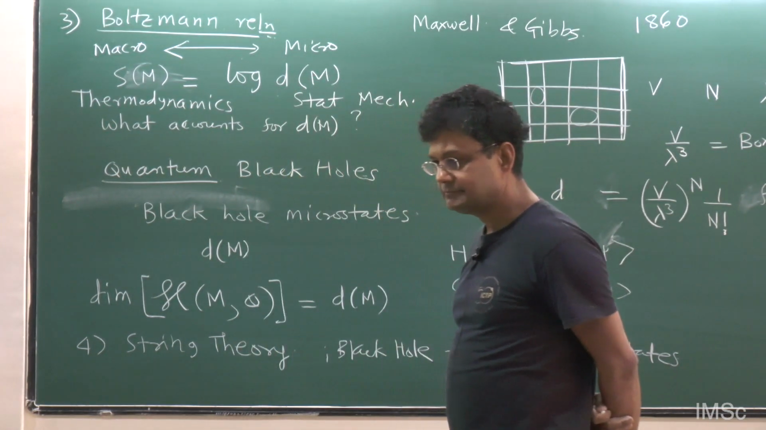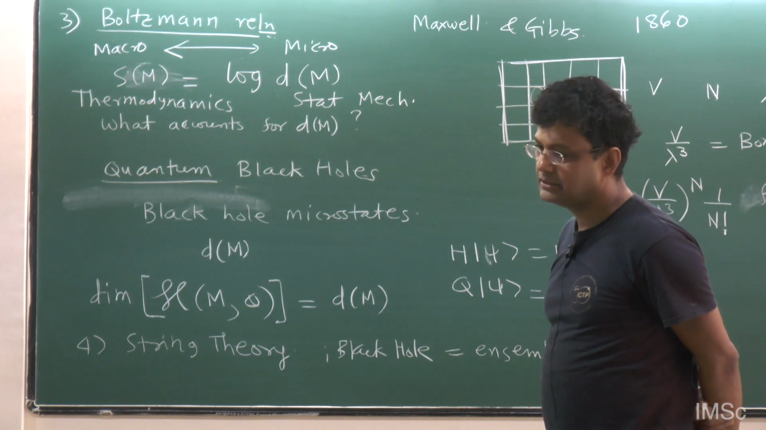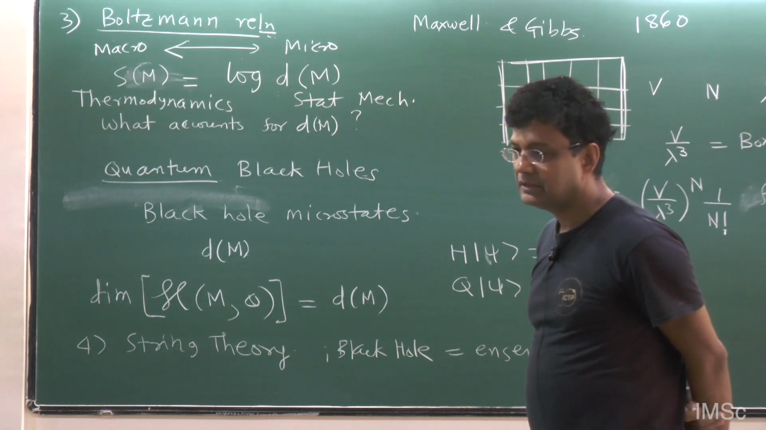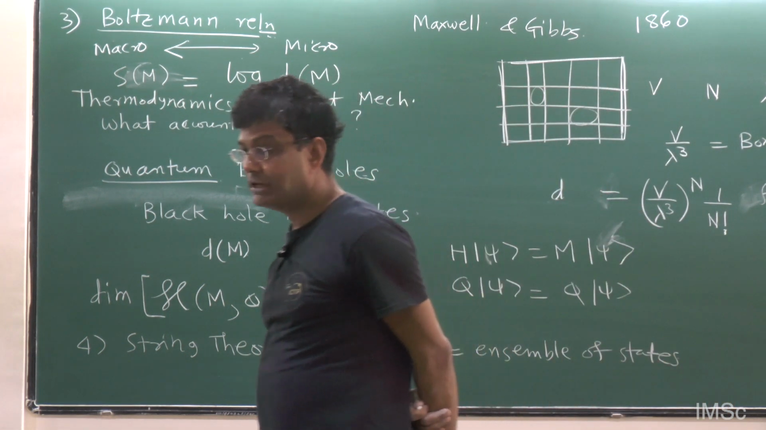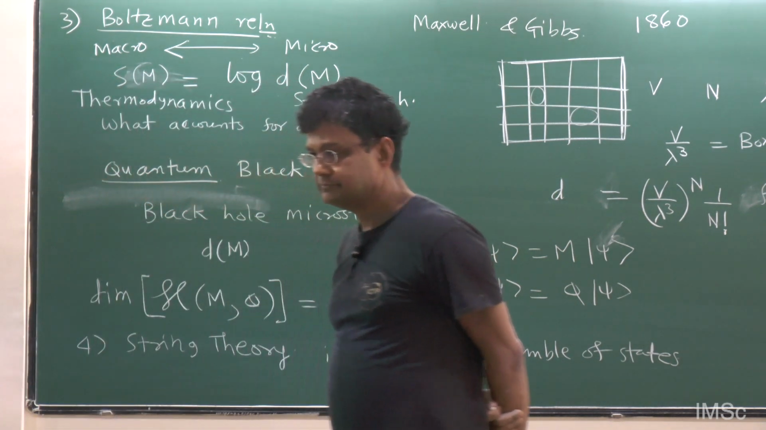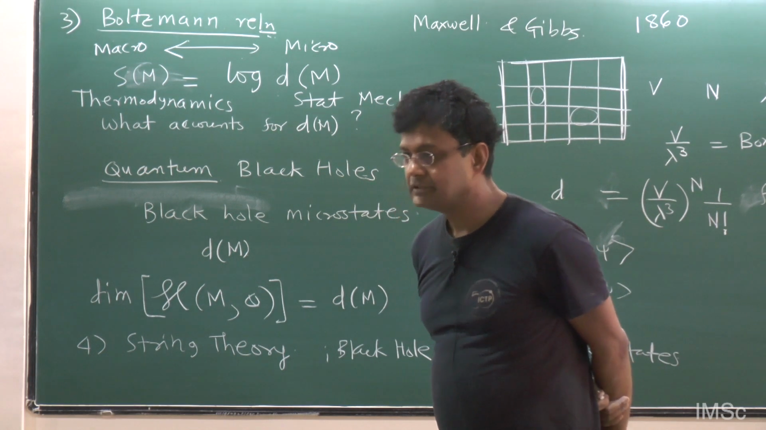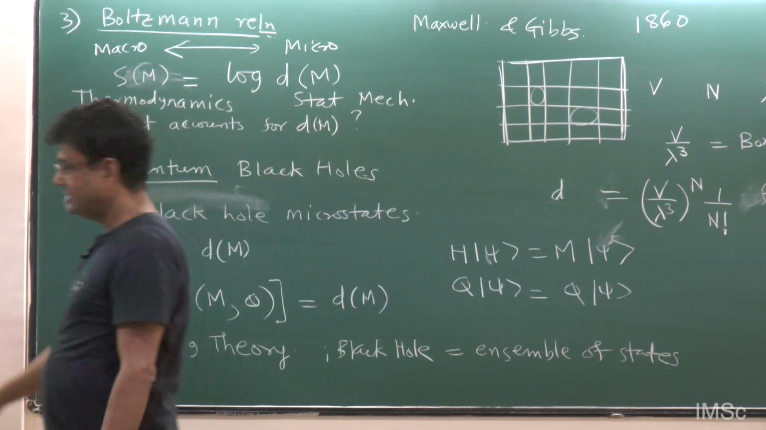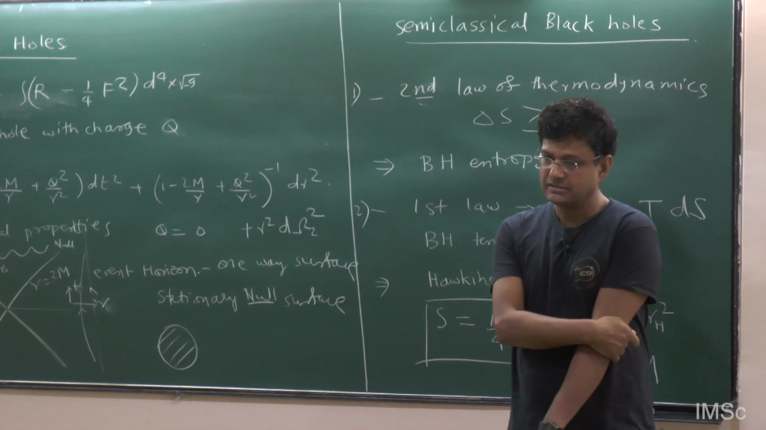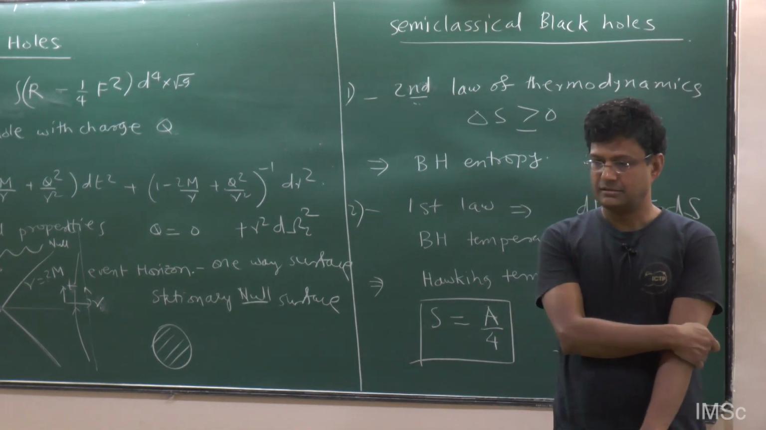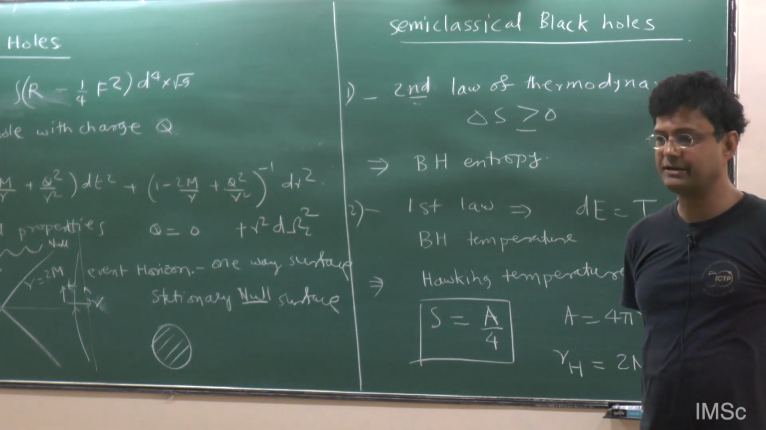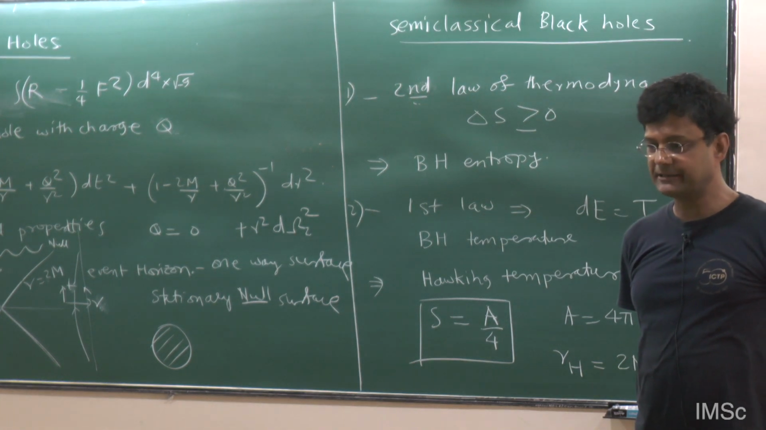You are considering an ensemble. Yes. How do you arrive at that? A black hole is a single object. Yes, a black hole appears like a single object. But we assume it has an ensemble structure, because it has entropy. If it was a single object, it would not have an entropy. If it was an elementary particle, it would have zero entropy.